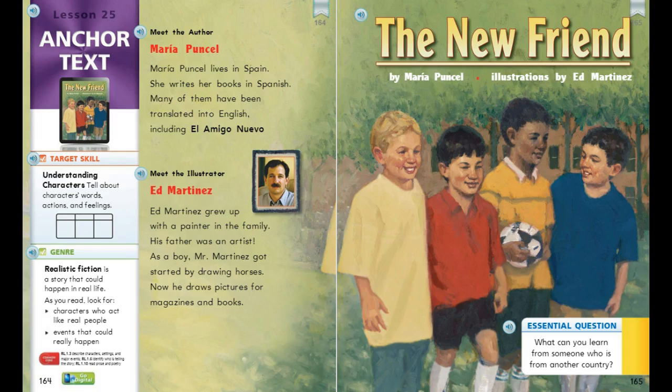Because good readers look at illustrations in the story and think about what they know from their preview and what they know about the genre, which is realistic fiction. And then they set a purpose for reading the story. So pause the video now, preview, predict, and then set your purpose.